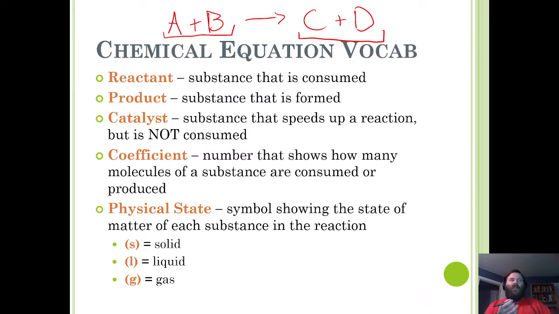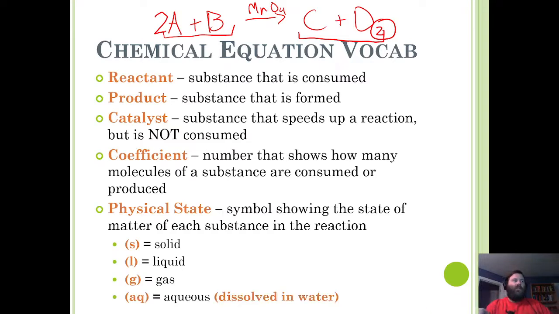A catalyst is something that speeds up a reaction but is not consumed. That is typically written up above the arrow, like manganese oxide. A coefficient is a number that shows how many molecules of a substance are consumed or produced. So these coefficients are the big numbers that go out front. Like if I said there were 2A, that would be a coefficient. Remember, the numbers down here, like if I said it was D2, those are not coefficients, those are subscripts.